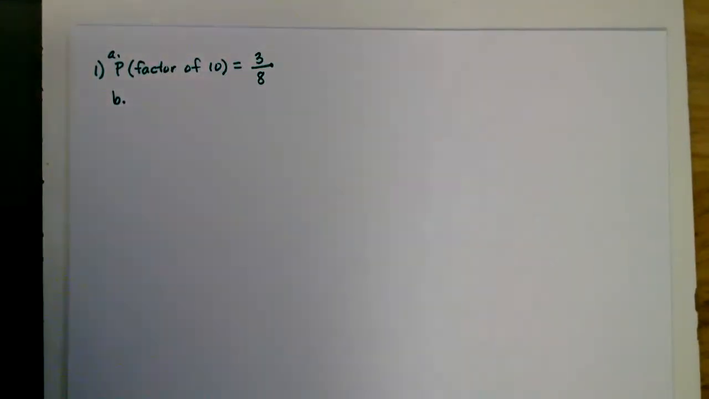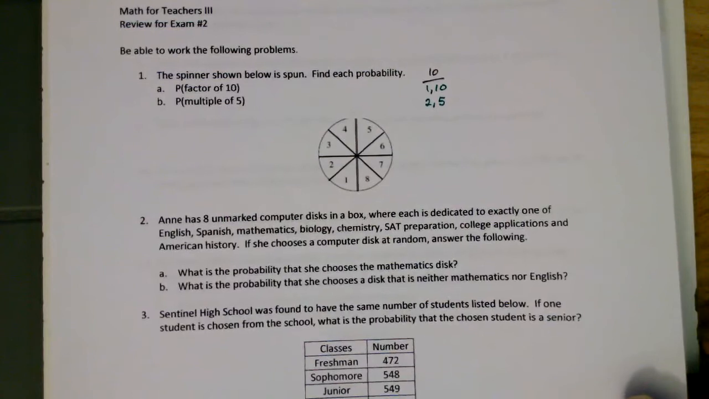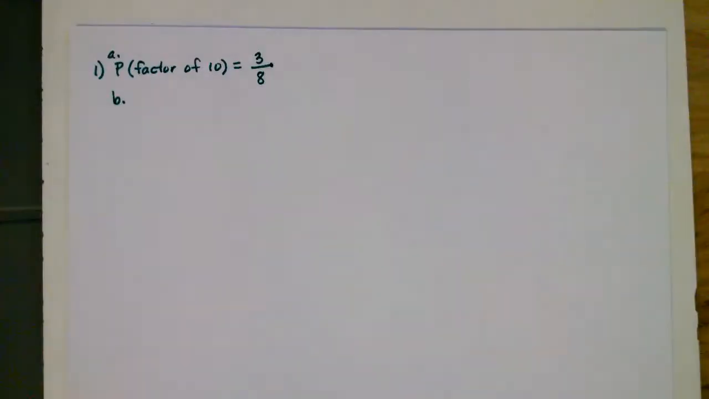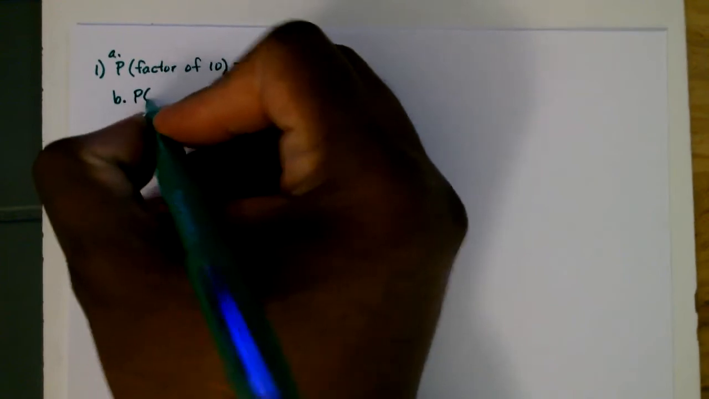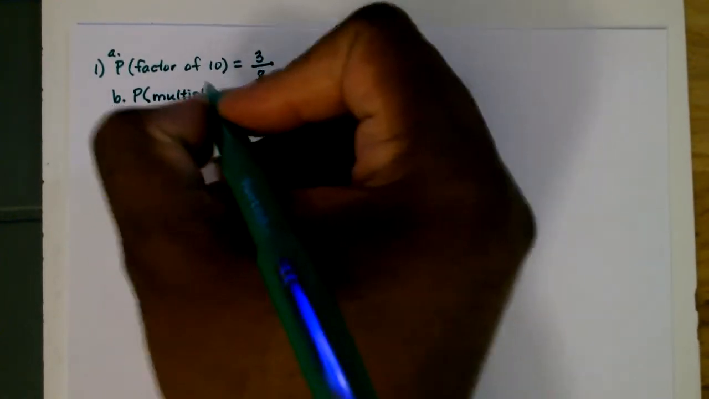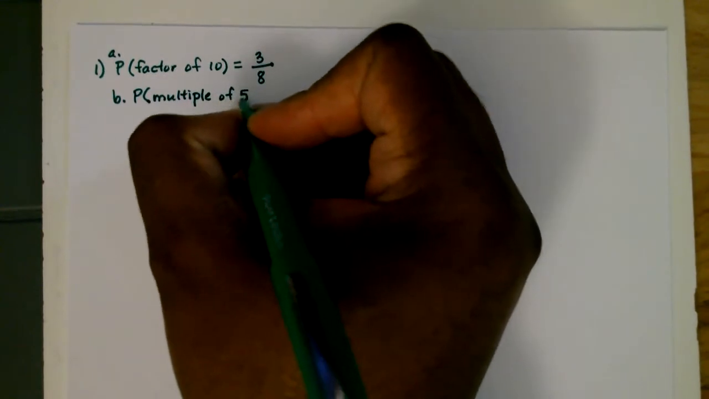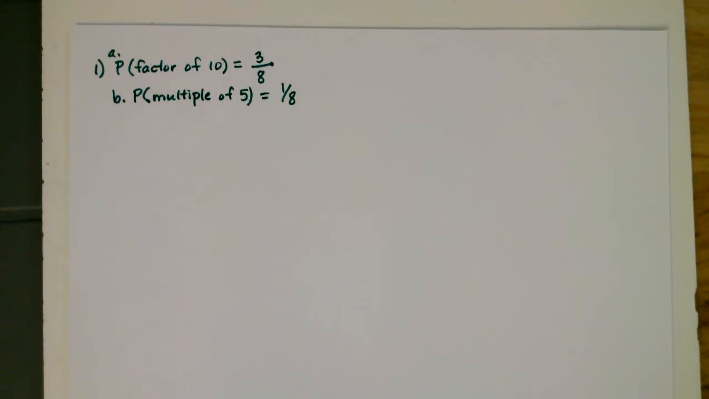Now in part B, we want the probability that the number on the wheel is a multiple of 5. Well, there's only one number that's a multiple of 5, and that's the number 5 itself. So in this case, the probability of spinning a number that is a multiple of 5 would be 1 out of 8. Okay, so that's problem number 1.